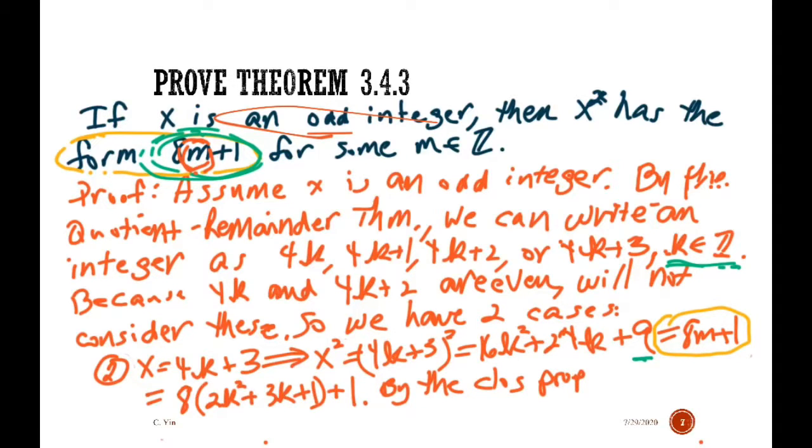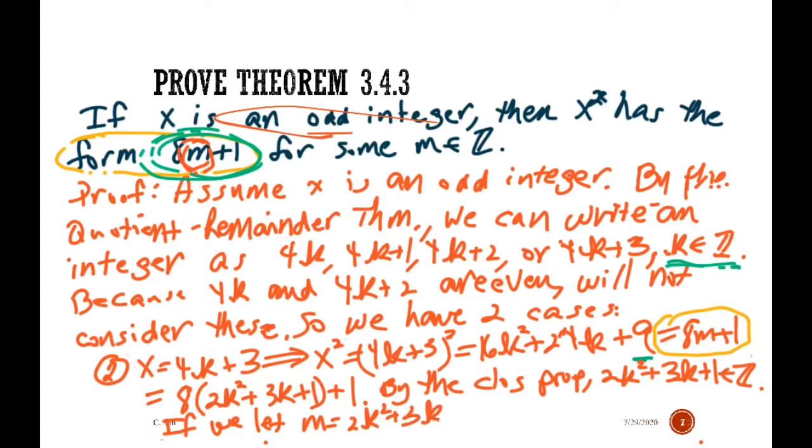By the closure property, 2k squared plus 3k plus 1 is indeed an integer. And so if we let m equal 2k squared plus 3k plus 1, which is an integer, then x squared is equal to 8m plus 1, where m is that integer, and we've already said that, so we'll leave that there.